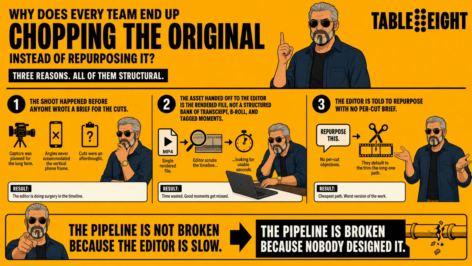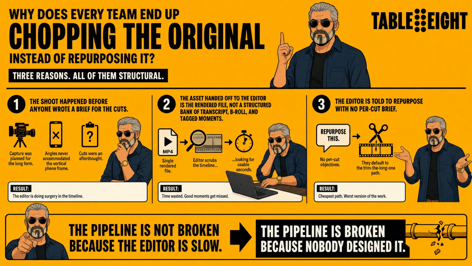Why does every team end up chopping the original instead of repurposing it? 3 reasons, all of them structural. 1, the shoot happened before anyone wrote a brief for the cuts. The capture was planned for the long form. The cuts were an afterthought. The camera angles never accommodated the vertical phone frame, and now the editor is doing surgery in the timeline.